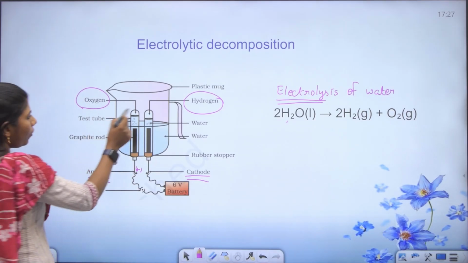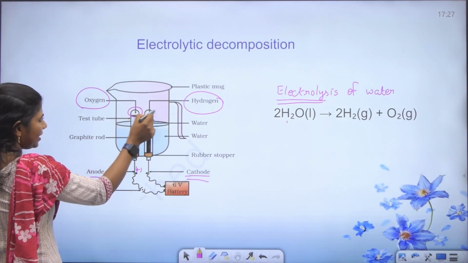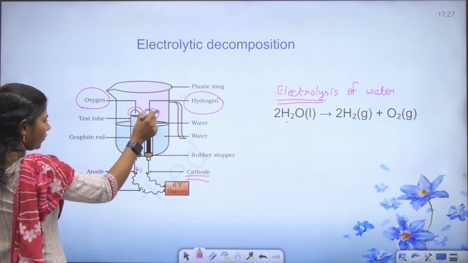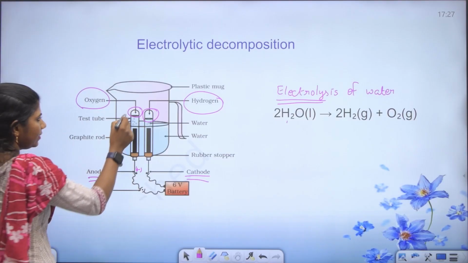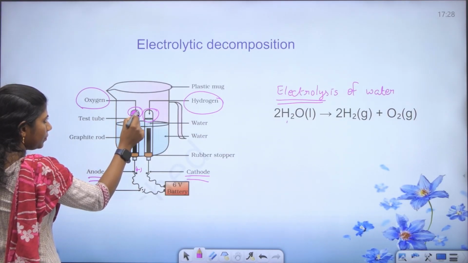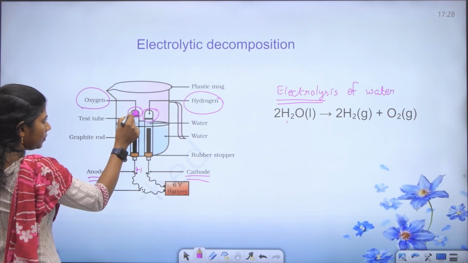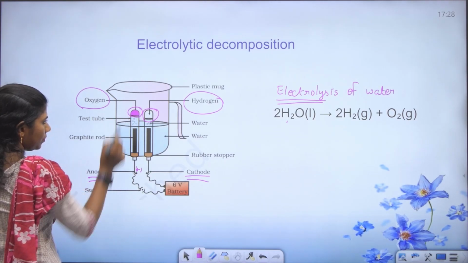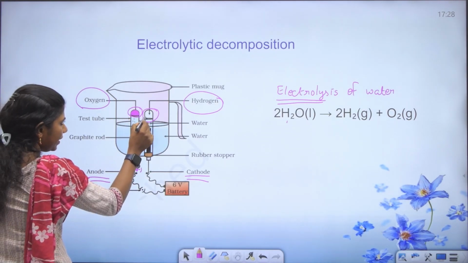Then note the volume of the oxygen gas and hydrogen gas. This one is oxygen. And this one is hydrogen gas.